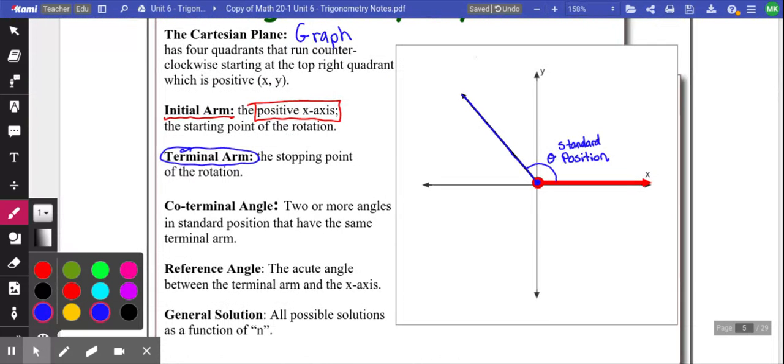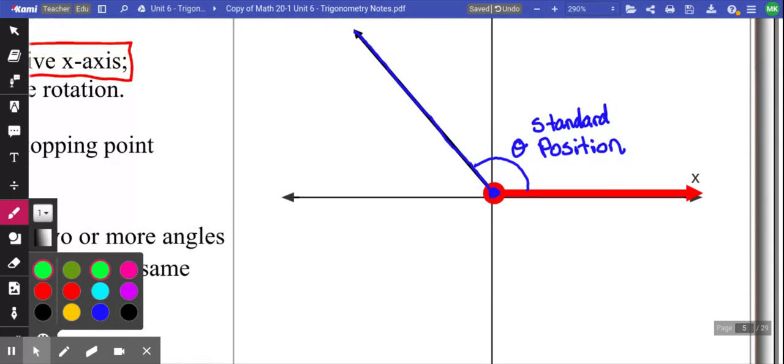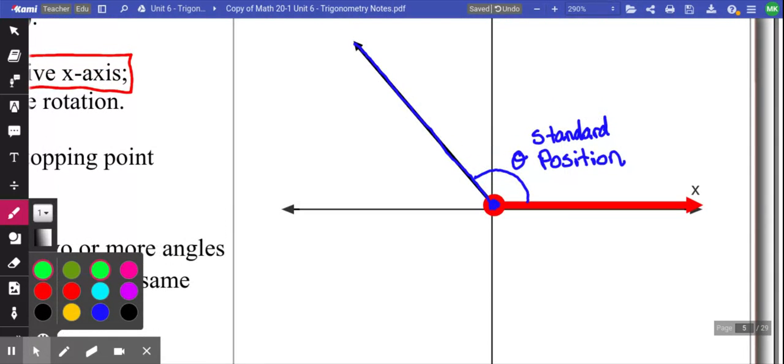However, there are more ways to get there. So for instance, I could have taken this angle and I could have gone all the way around. I could take this red initial arm and spin it all the way around so it does a 360, and then I could go the rest of the way and stop there. A good reference would be an arm on a clock. I could spin it, do a full 360, and then go the rest of the way out to that terminal arm, that blue line where it stops. That angle that we just created, I'm just going to call it alpha. That would be a coterminal angle.